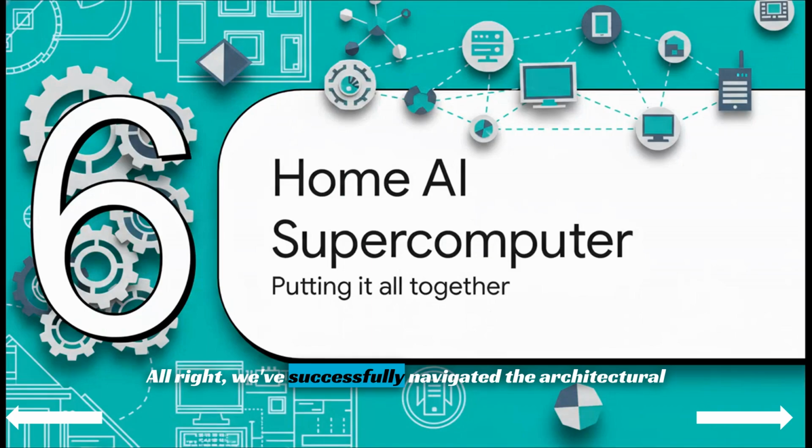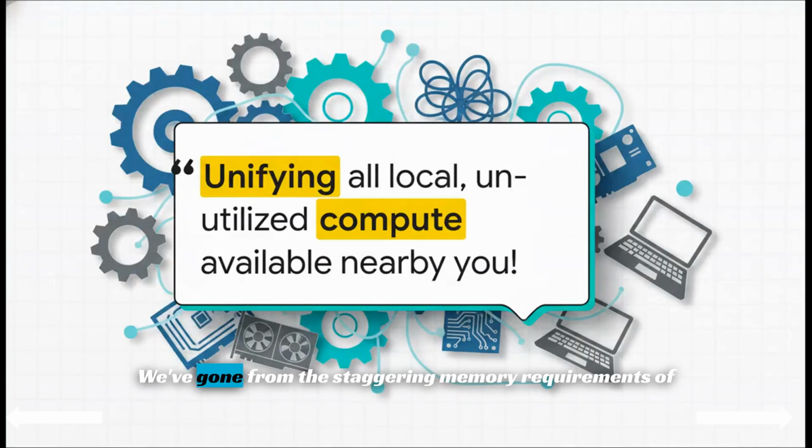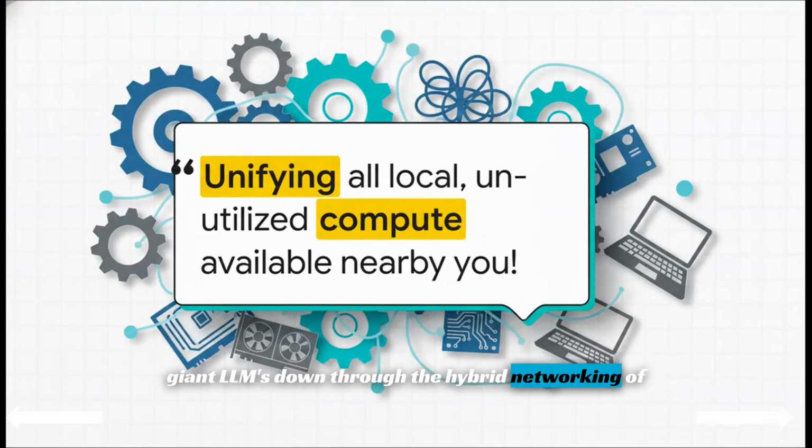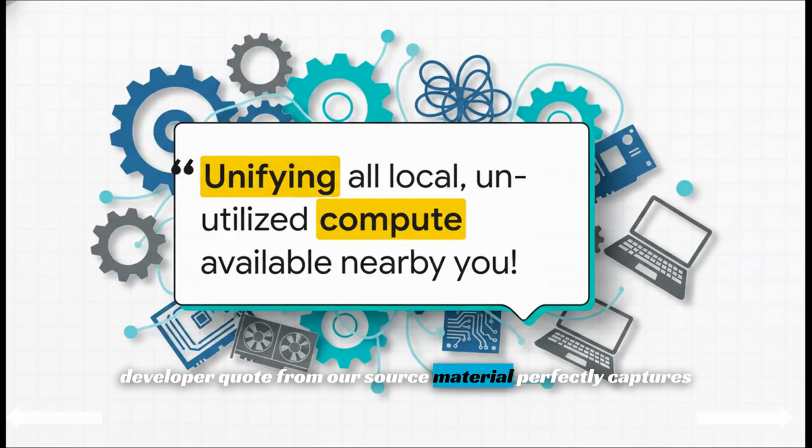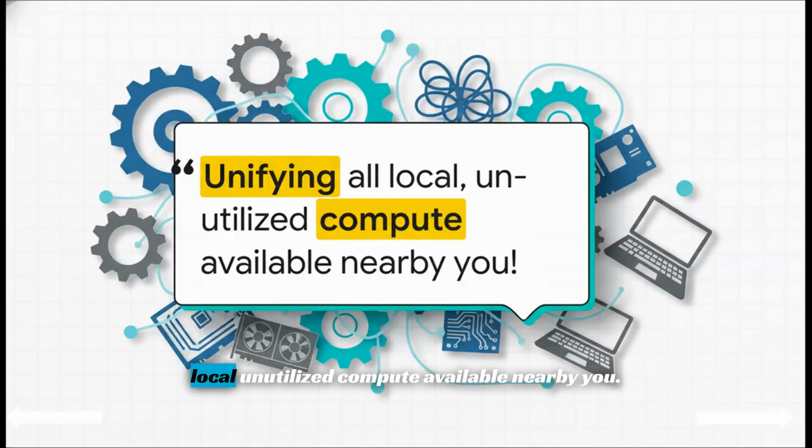All right, we've successfully navigated the architectural blueprint. Let's move to our final section, your home AI supercomputer, and putting it all together. We've gone from the staggering memory requirements of giant LLMs down through the hybrid networking of Thunderbolt and Ethernet and into revolutionary software frameworks like EXO, smolcluster, and prima.cpp. And this developer quote from our source material perfectly captures the empowering reality of this entire movement: unifying all local, unutilized compute available nearby you.